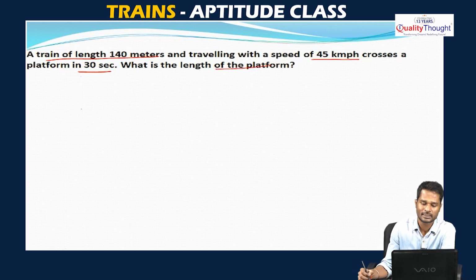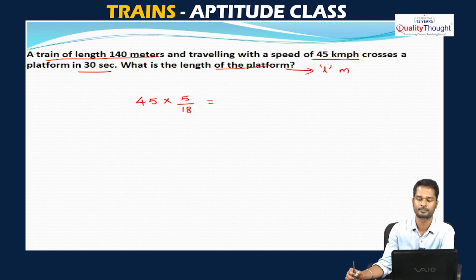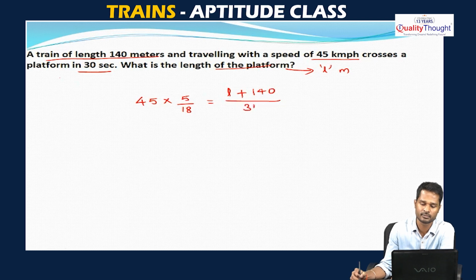Here the speed of the train is given as 45 kilometers per hour. As usual, multiply it with 5 by 18 to convert it into meters per second. Let the length of the platform be L meters. So the distance d will become the length of the platform L plus the length of the train, 140, by the time, 30 seconds, in which the train crossed the platform.